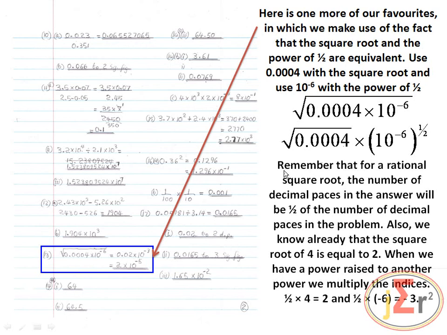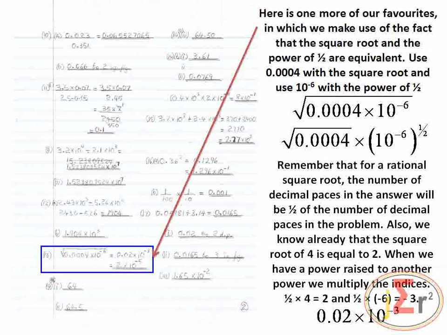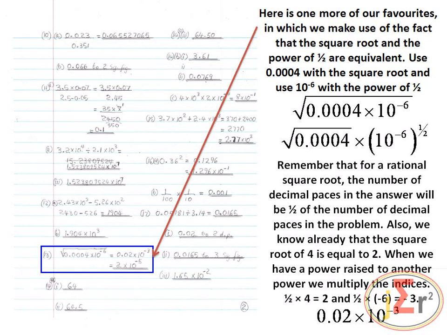Remember that for a rational square root, the number of decimal places in the answer will be a half of the number of decimal places in the problem. Also, we know already that the square root of 4 is equal to 2. When we have a power raised to another power, we multiply the indices. So the problem is simplified very quickly to 0.02 multiplied by 10 to the power of negative 3. 1, 2, 3, 4. The square root should have only 2 decimal places. The square root of 4 is 2. 2 goes there. There's nothing to it.